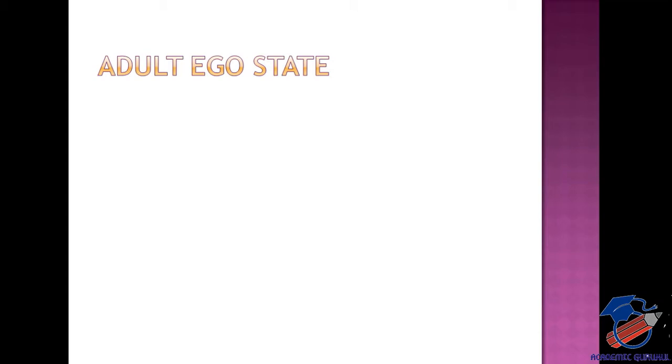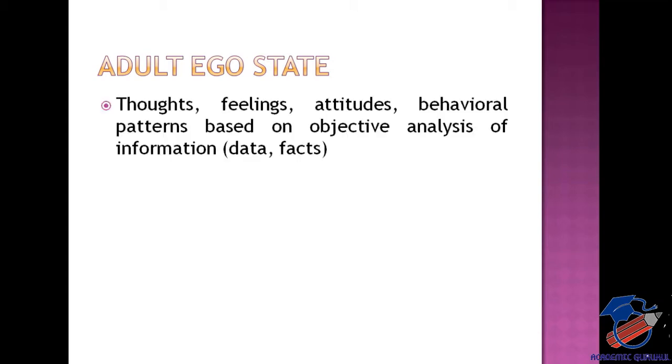So they search different information available on net or on different sources to take any decision. So this is one characteristic of adult. They have thoughts, they have feelings, they have attitudes, behavioral patterns based on objective analysis of information, data or facts. Whatever data, whatever information is available, they use that data and then they decide how to react, how to form their attitudes, how to behave in a particular situation.